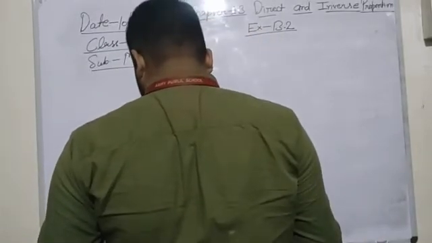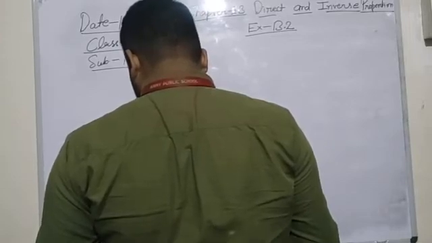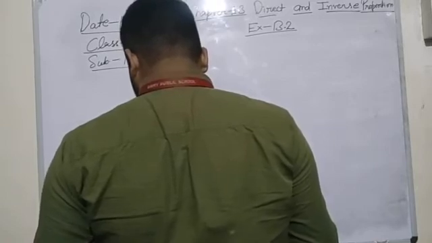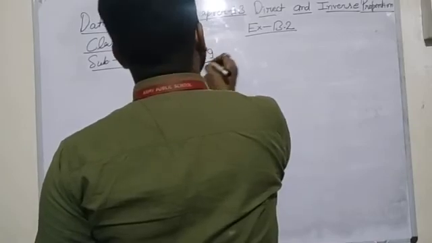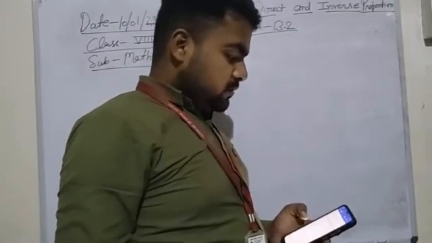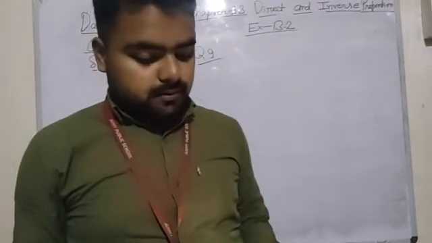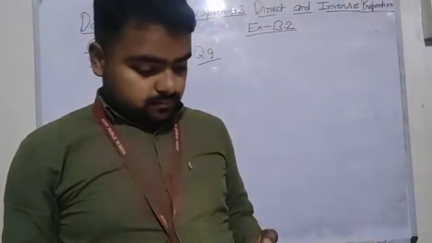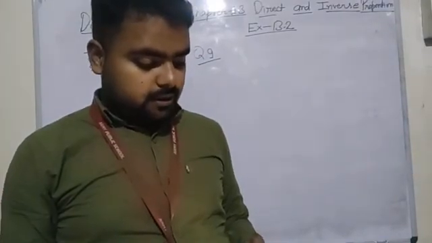Now question number 9. A car takes 2 hours to reach a destination by traveling at the speed of 60 km per hour. So how long will it take when the car travels at the speed of 80 km per hour?